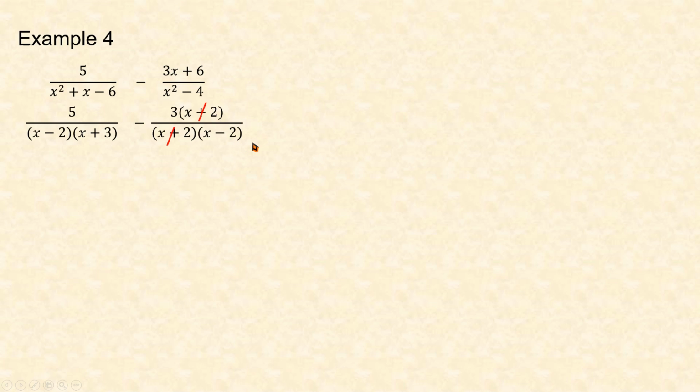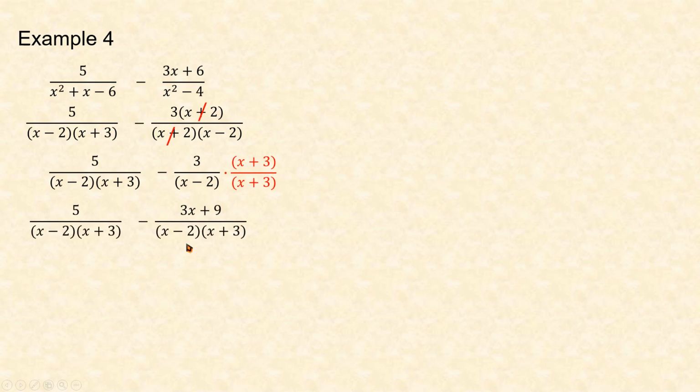So what I have left is 5 over x minus 2, x plus 3, minus 3 over x minus 2. Now I do the LCD. Right? What does this guy have that this guy doesn't? They both have x minus 2, but I need an x plus 3. So I'll multiply the second guy by x plus 3. Okay. Then I multiply them out.